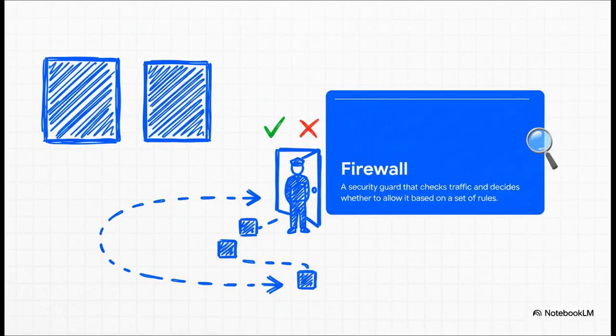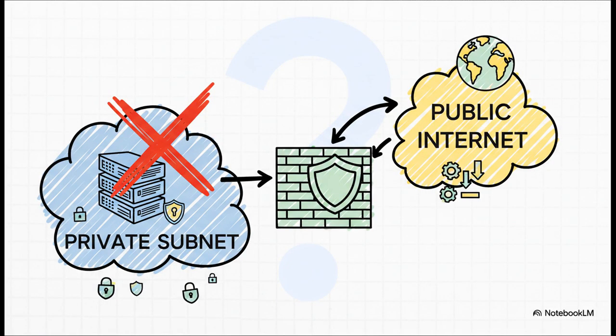It acts like a security guard standing at the door of each subnet. It inspects every single piece of traffic trying to get in or out and only lets it pass if it matches a very specific set of rules that we define. Okay, so our security is way better now. Our database servers are all tucked away safely in a private subnet, totally invisible to the public internet. But, whoops, we've just created a brand new problem.